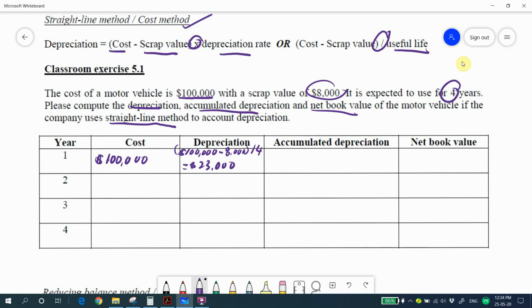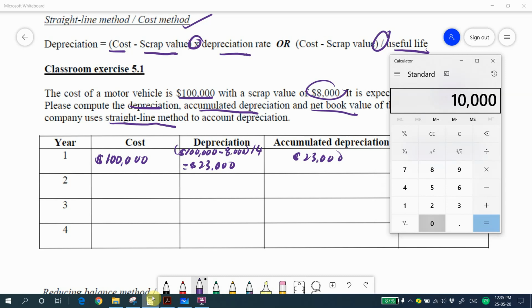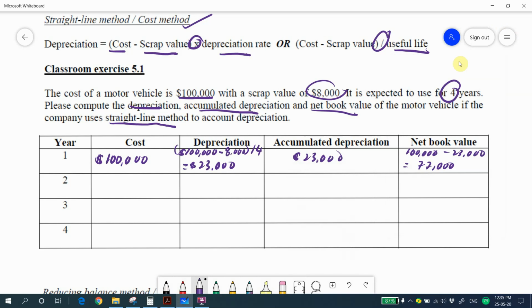What is the accumulated depreciation? 23,000, because this is the first year. The total depreciation of this asset is 23,000. Net book value, we use 100 minus 23 to get 77,000. Let's check the answer. 100 minus 23,000, so it's 77,000. So we have completed the first year.